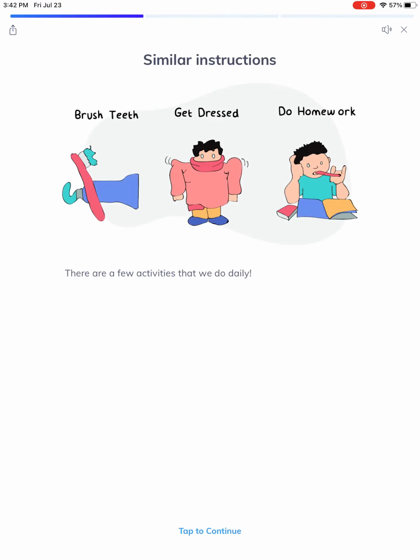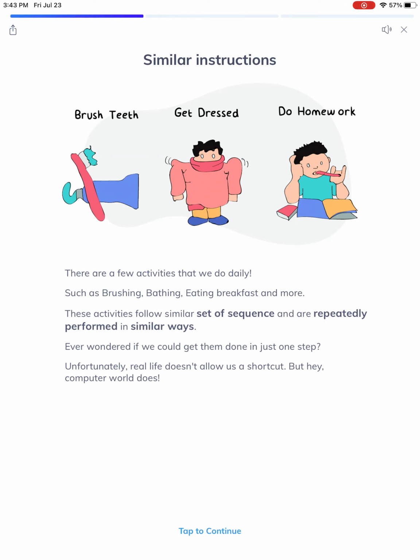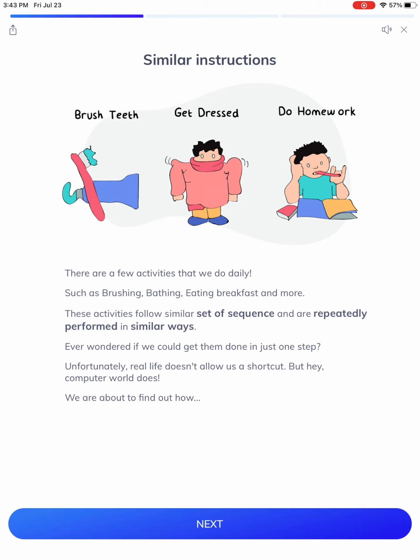There are a few activities that we do daily, such as brushing, bathing, eating breakfast and more. These activities follow a similar sequence and are repeated. Ever wondered if we could get them done in just one step? Unfortunately, real life doesn't allow us a shortcut. But hey, the computer world does. We are about to find out how.